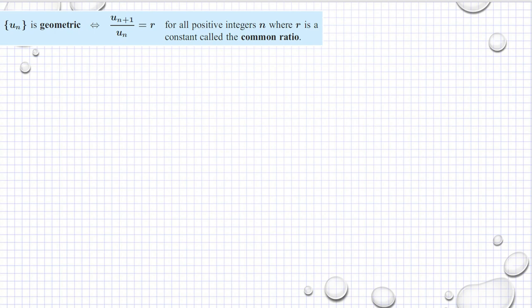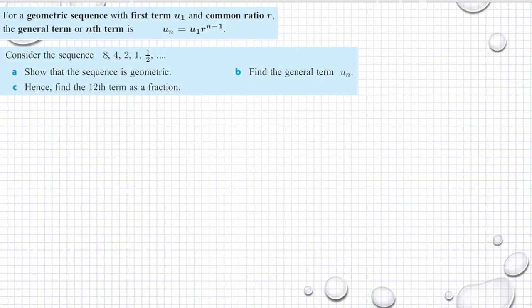Okay, let's see if we can find the example. For a geometric sequence with first term u sub 1 and common ratio r, the general term, or nth term, is u sub n is equal to u sub 1 multiplied by r raised to n minus 1.